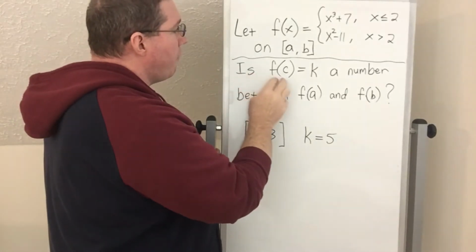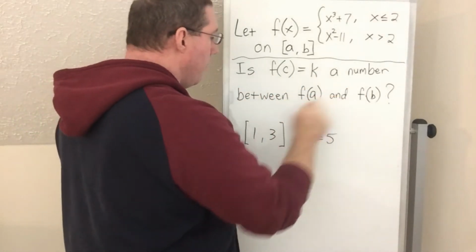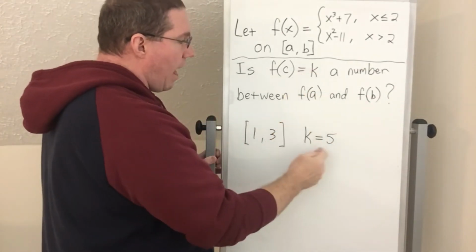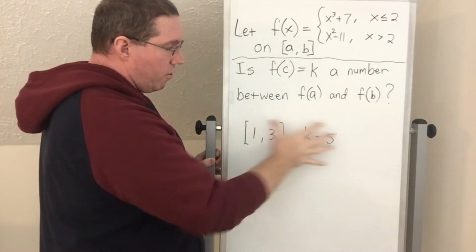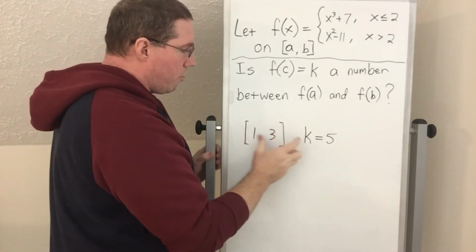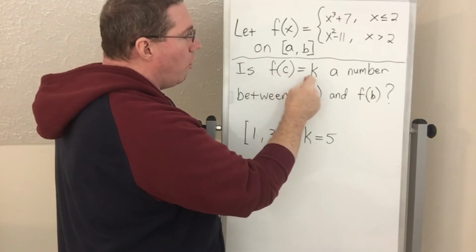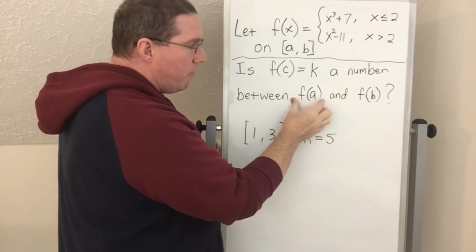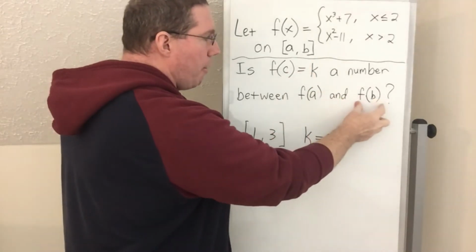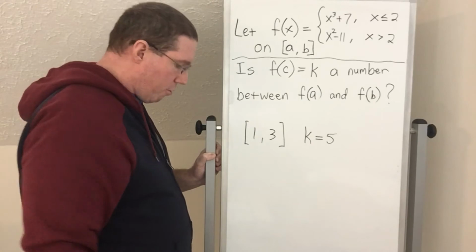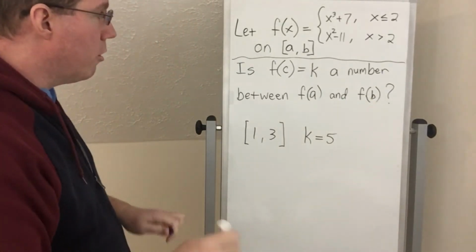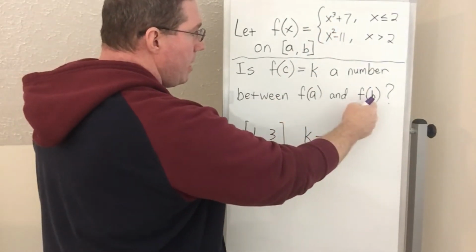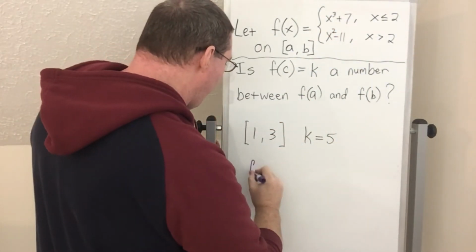And then it says, is f of c equals k a number between f of a and f of b? Well, what is k in this case? K is 5, okay? So we're being told this is the additional information, right? So k is 5, and we want to know if the output value 5 is in between the output value of the function at a and the output value of the function at b. And so the way that we're going to figure this out is we're going to need to plug a into the function and b into the function. So we need to identify f of a.